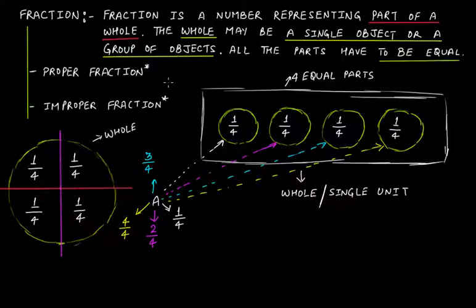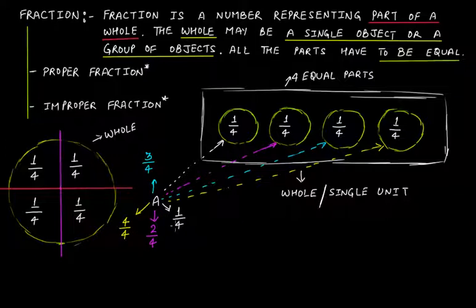And then if you divide that whole into equal parts, then you can calculate the fraction. Then if you're taking one part of that division, you can say what fraction actually you're having. Okay. Now, you can clearly see in these examples that it's 1 by 4, it's 2 by 4, it's 3 by 4, and it's 4 by 4.